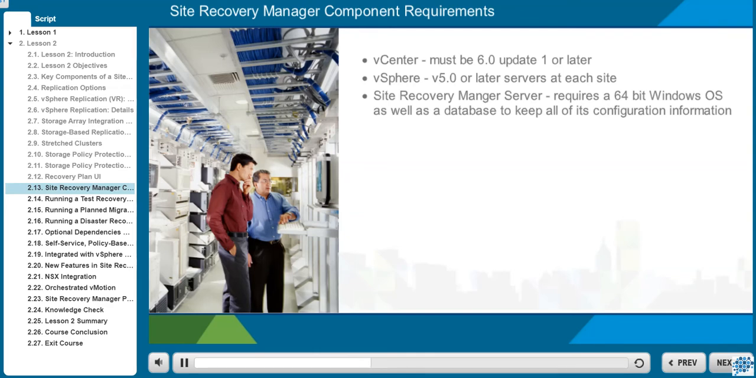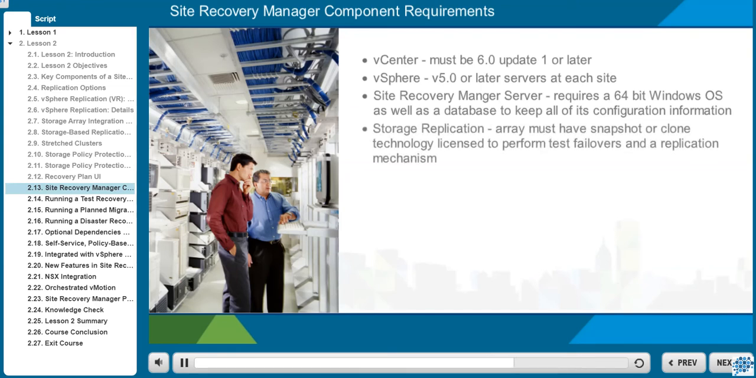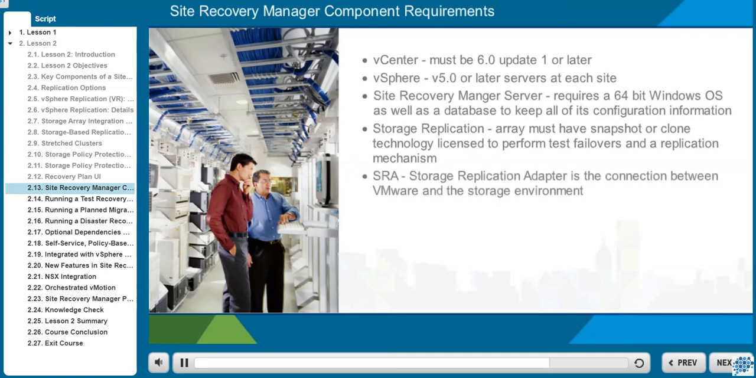This database can be an existing SQL or Oracle database, which can be on the same database server, but must be a different database from any other purpose. You can also use the embedded vPostgres database to avoid the cost and complexity of an external database. If array-based replication is used, the array must have snapshot or clone technology licensed to perform test failovers, and a replication mechanism for all use cases in addition to the appropriate storage replication adapter. If vSphere replication is used, a vSphere replication appliance must be installed on each site.